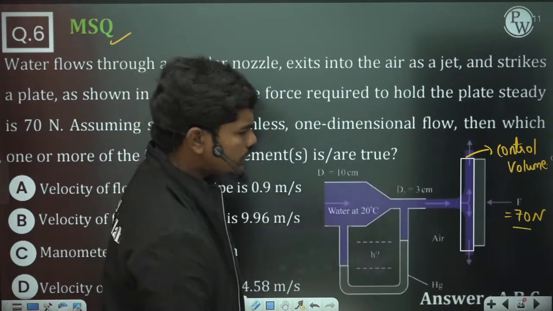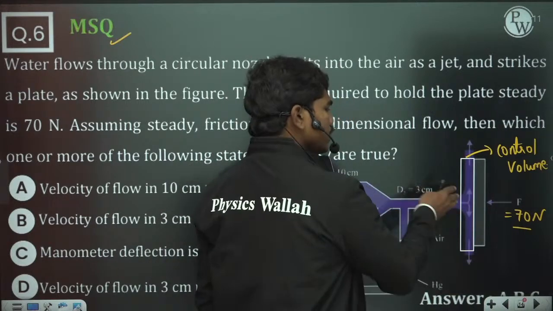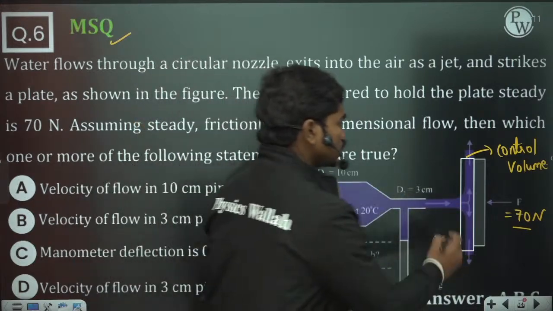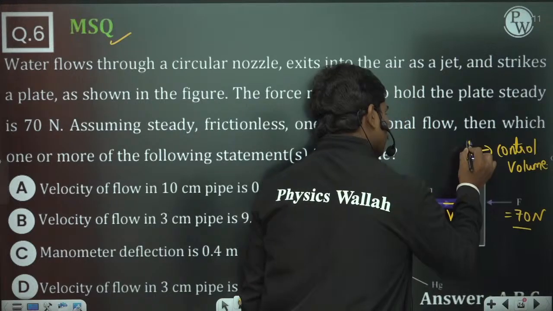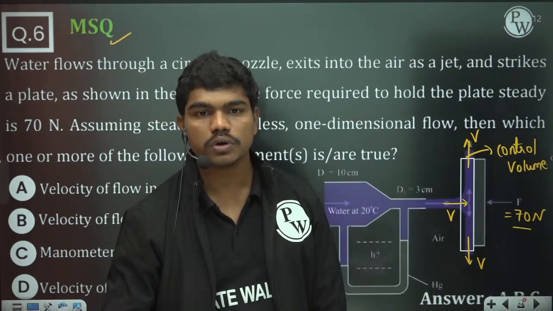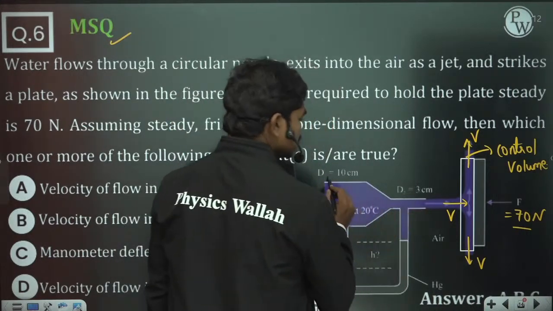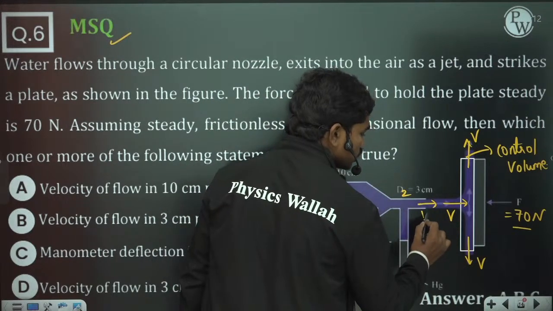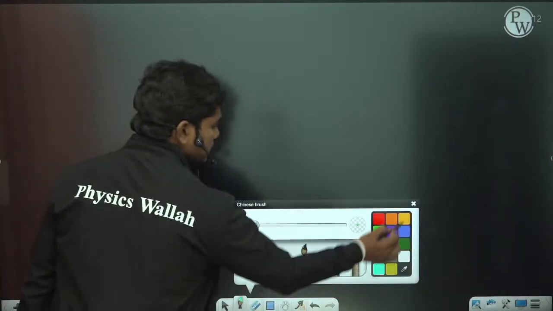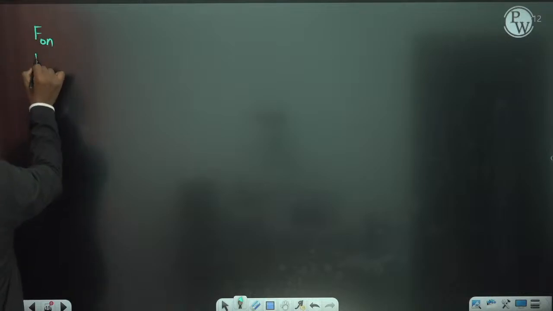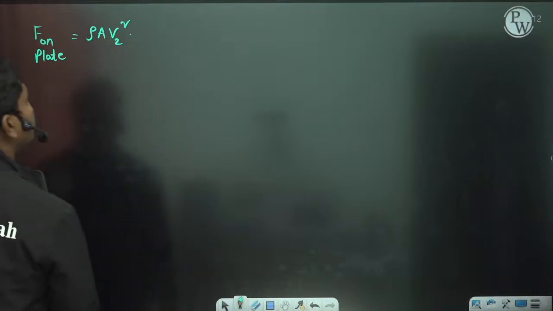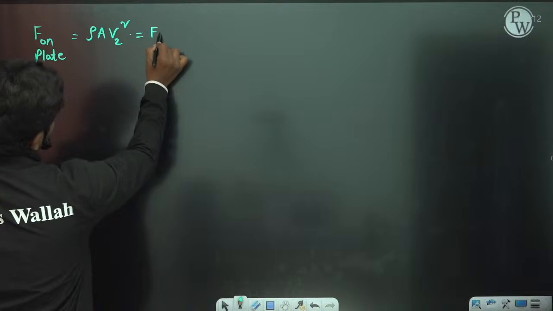So see here, in this control volume our fluid jet is sliding smoothly over the plate. If the velocity is v, and the fluid moves out with the same velocity v because it is frictionless, then the total force exerted on the plate is nothing but rho a v square. Let us suppose this is d1, this is d2, and the flow is coming with velocity v2. Then the force exerted on the plate, F on plate, is rho a v2 square, and that's the force you are applying, F. Now let us calculate the velocity v2.